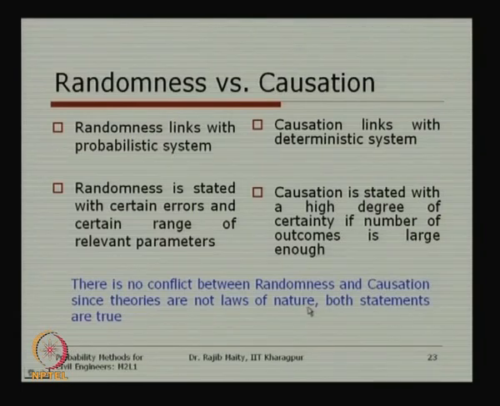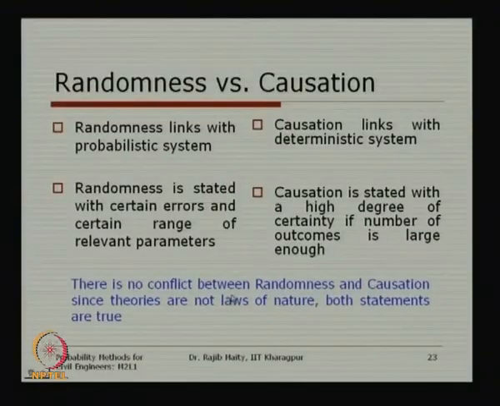So even though I say that a particular system is deterministic, we have just said that for simplicity's sake. If we really look at whether that particular system is exactly deterministic or not, there may be a little bit of randomness there as well. So basically there is no conflict between randomness and causation. These are just concepts, and if they are clear, they are very useful.